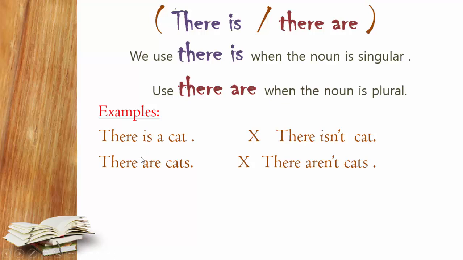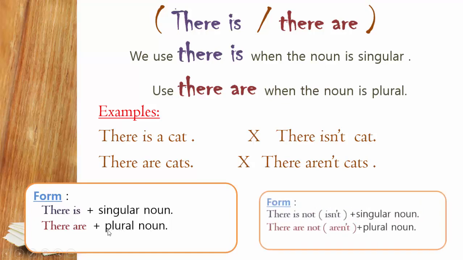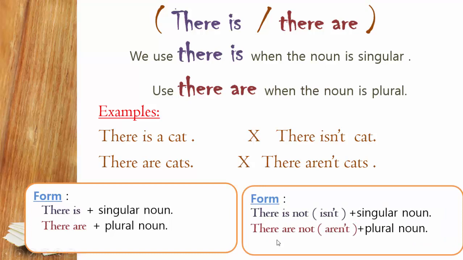So there is and there are. We use there is when the noun is singular, and there are when the noun is plural. And the negative form of there is, there isn't; there are, there aren't. Here we have the form there is followed by a singular noun, and singular means just one thing. And after there are, we have a plural noun, more than one. And the negative form of there is not or there isn't, there are not or there aren't.